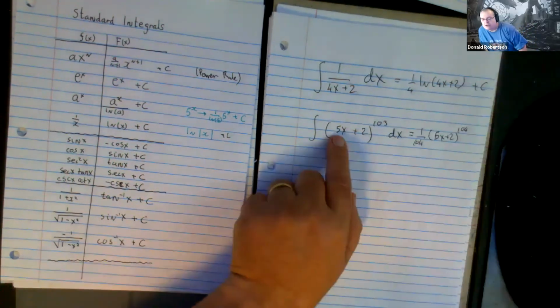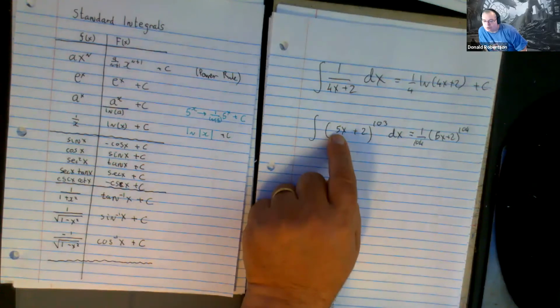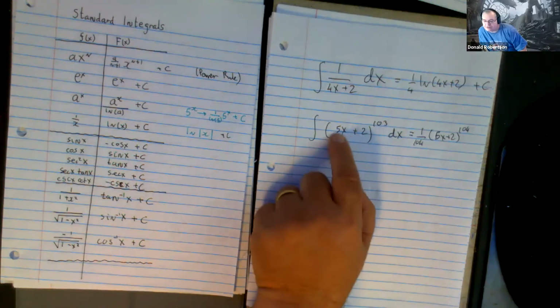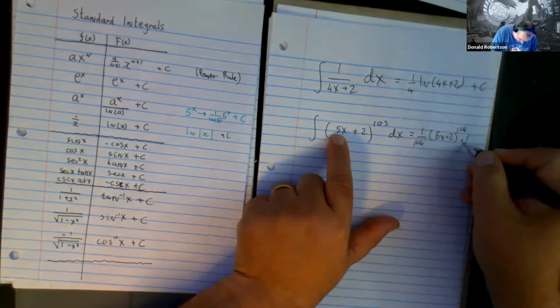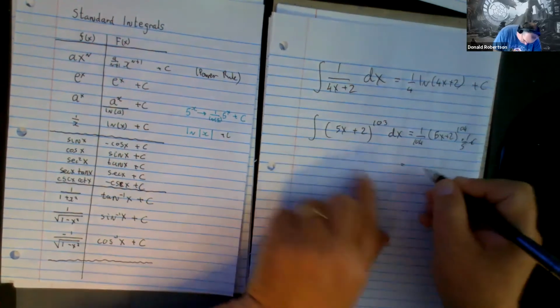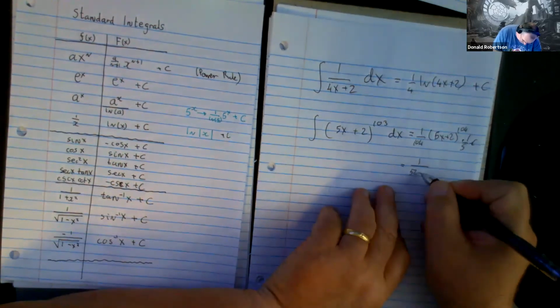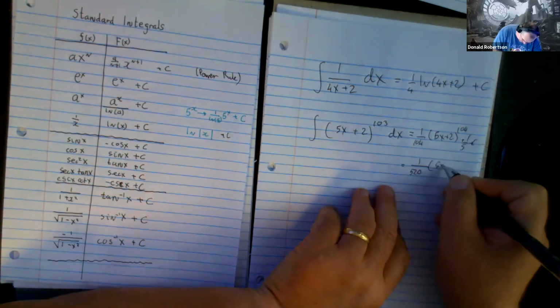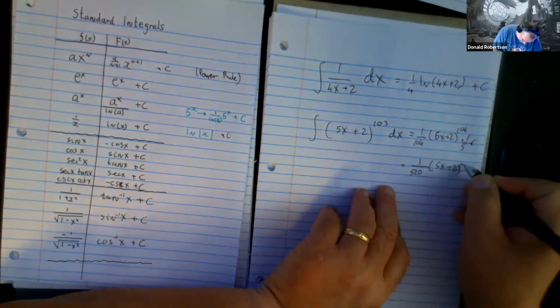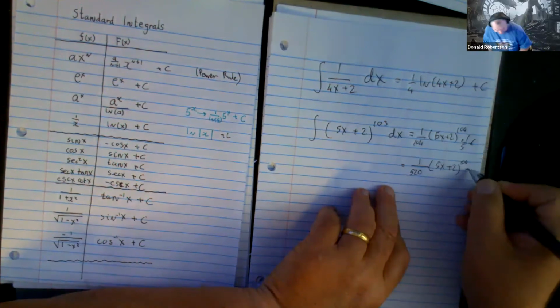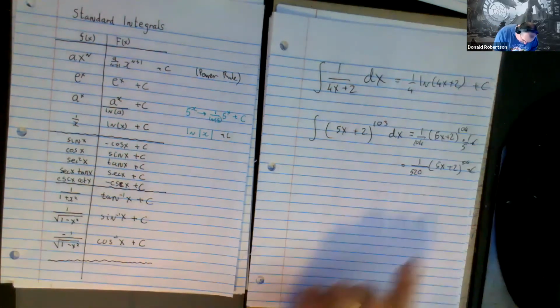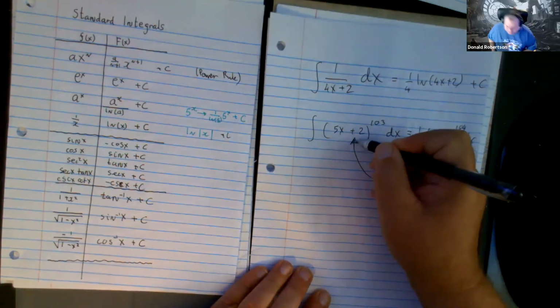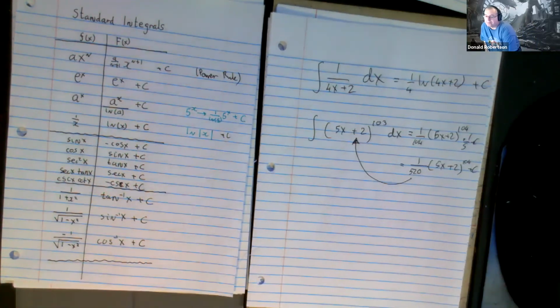And then you go and you focus on what's inside the brackets. In this case, 5x. And 5x gives you a 5th. So what you're going to be left with is 1/520th (5x plus 2) to the 104th power plus c. And if you really wanted to be convinced that this works, take this guy and differentiate him, and I bet you get that guy.